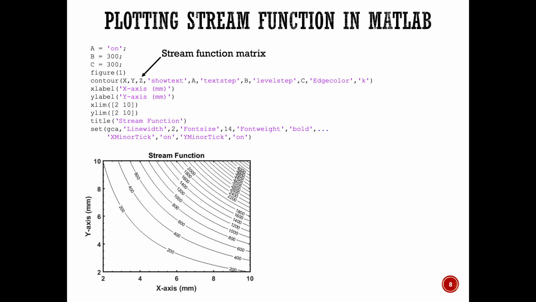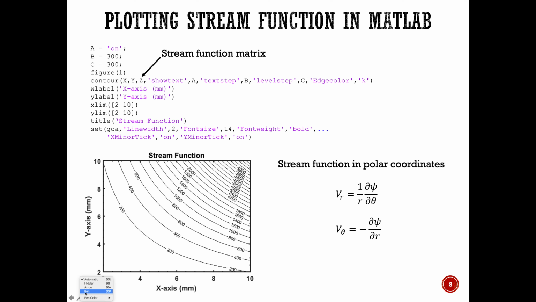So in polar coordinates, sometimes we like to work with polar coordinates. So just note down this formula. V r is 1 by r, dou psi by dou theta, and V theta is minus dou psi by dou r, right? All right, moving on to the next function called the potential function.